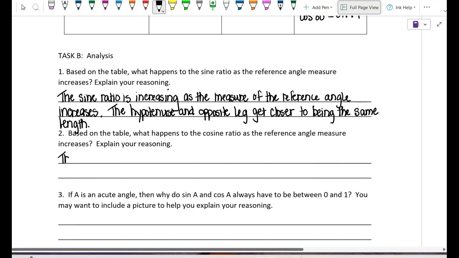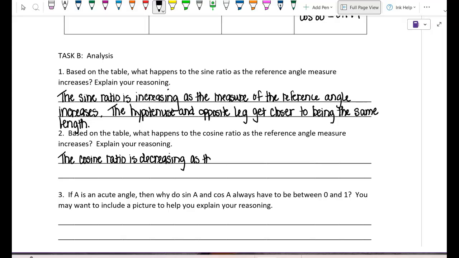So the cosine ratio is decreasing as the measure of the reference angle increases, which means the hypotenuse and adjacent leg are getting farther apart in measure.